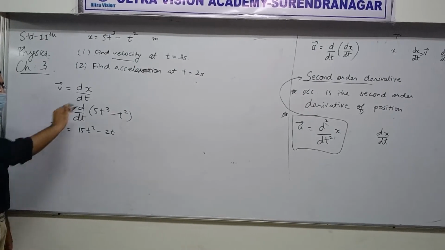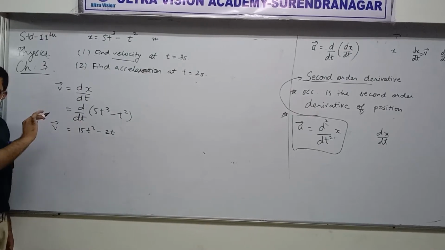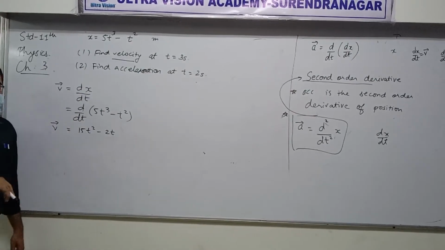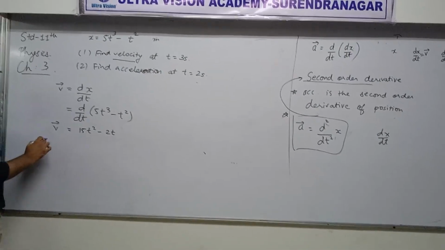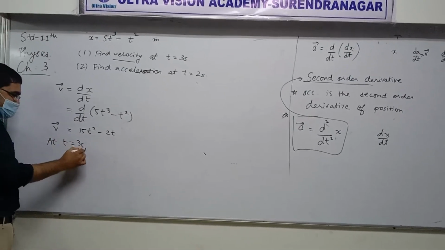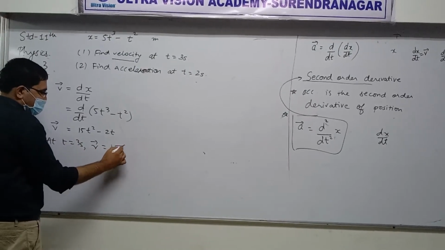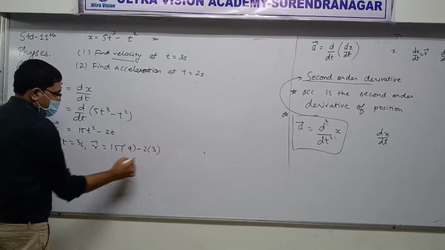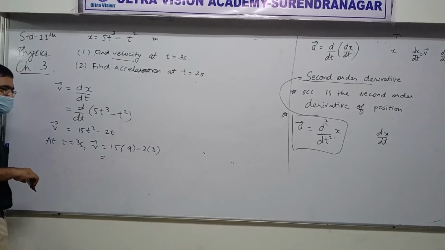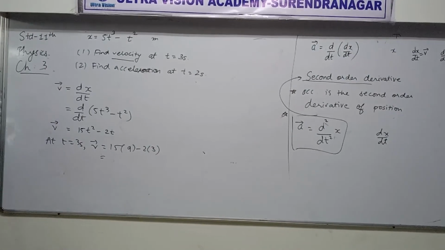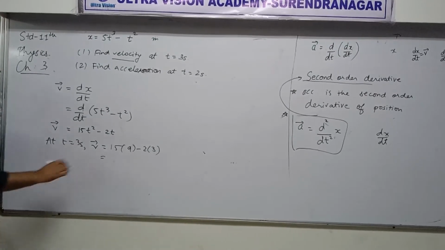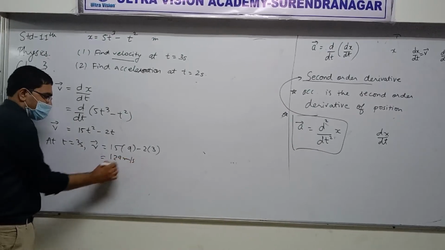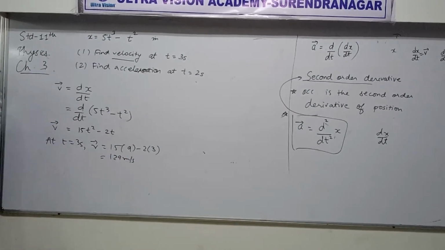Okay, now this is v. We have to find velocity at which time? At t equal to 3 seconds. So at t equal to 3 seconds, velocity will be 15 into 9 minus 2 into 3. That is 129 meter per second. Okay.